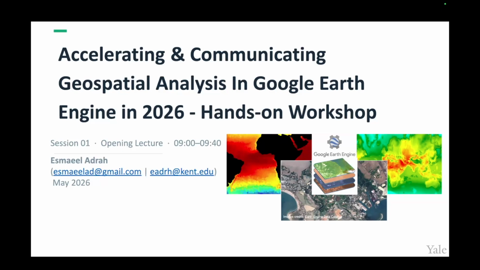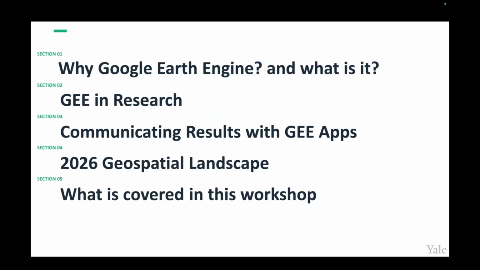So let me immediately try to address what we are doing here at this workshop. We have 2 days ahead. We will go through today and look at what exactly we will cover. We start with why Google Earth Engine is essential and what it actually is, then how it is used in research, how it is used to communicate results and applications. We will also look at the geospatial landscape in 2026 and what would be different. Then we will look at what we will cover exactly in this workshop.